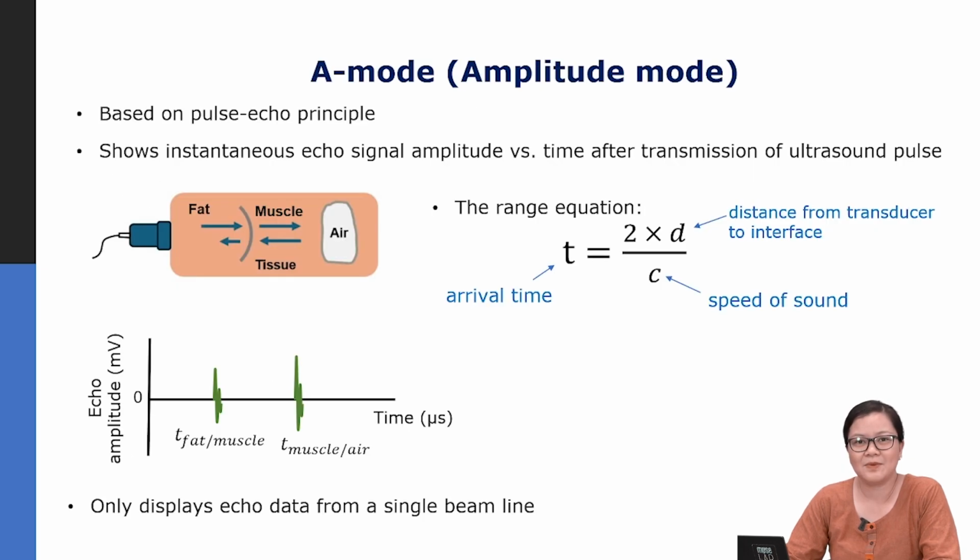First, we'll discuss A mode, which is amplitude mode. A mode is based on the pulse echo ultrasound technique, and what it does is show the instantaneous echo signal amplitude versus time after transmission of the ultrasound pulse.